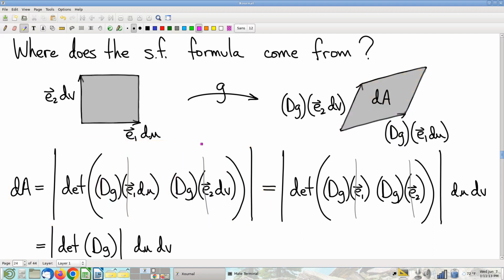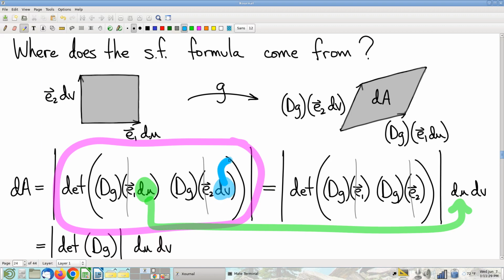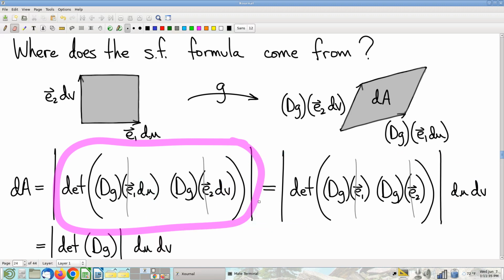Now, so we've got this monstrosity to deal with. How do I simplify this? Well, good news. I have here a scalar factor. du, it's a scalar. It's just a scalar. Factors right out. Likewise, this dv, scalar. Factors right out. And then the tricky bit, this is really cool.